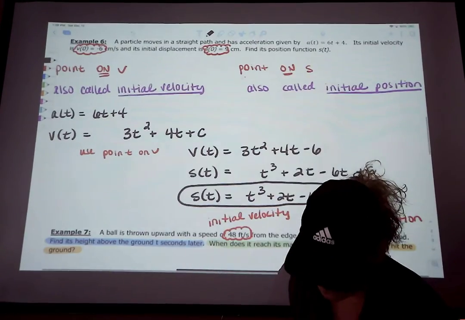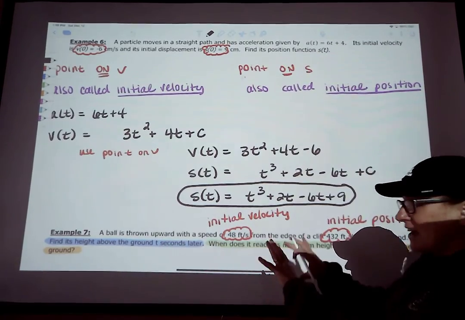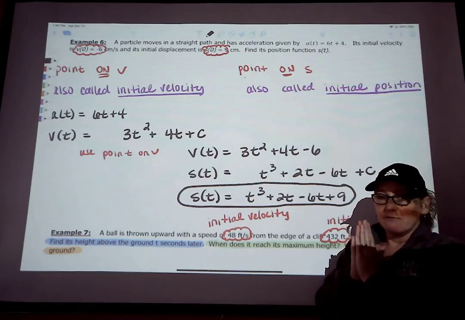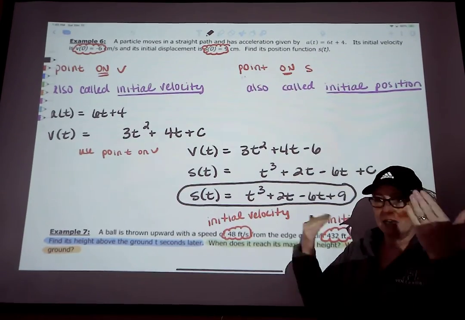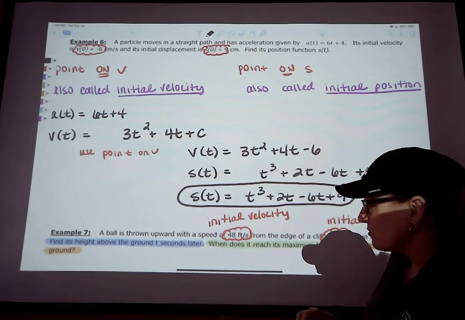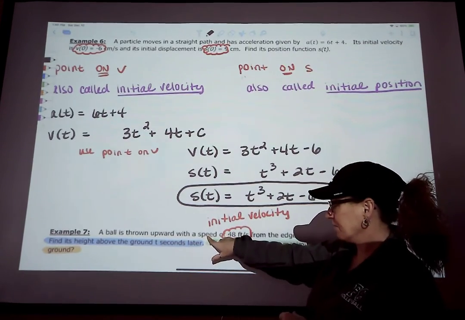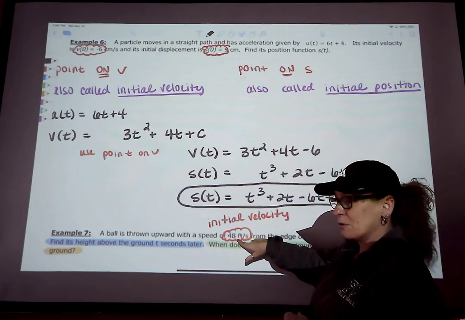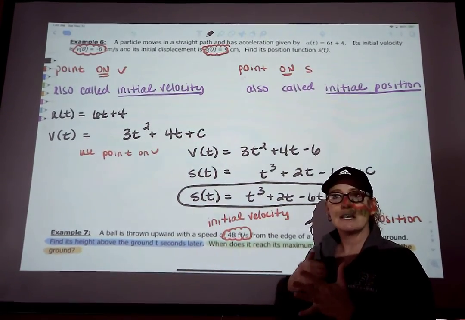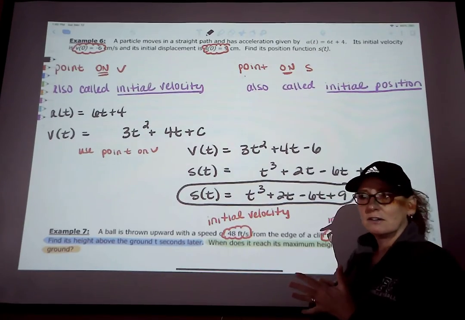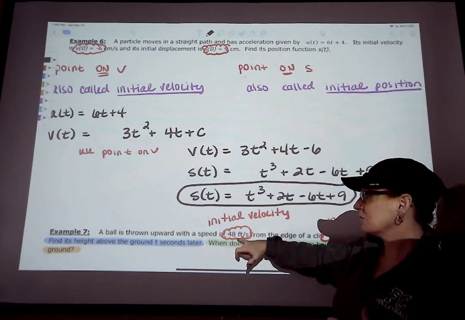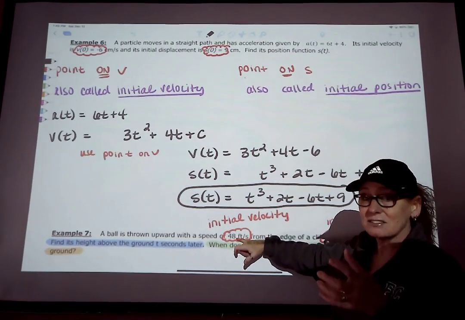All right, last one. Again, I've already highlighted the important information. I need you to pay very close attention to the vocabulary and be able to interpret it. So, someone is throwing a ball straight up in the air at a speed of 48 feet per second. I need you to realize, oh, hey, that's my initial velocity. Throw a ball straight up in the air, initial velocity is positive 48.